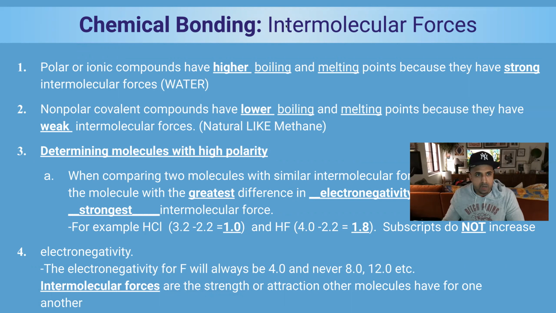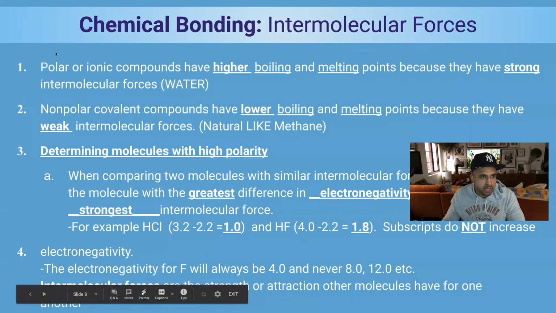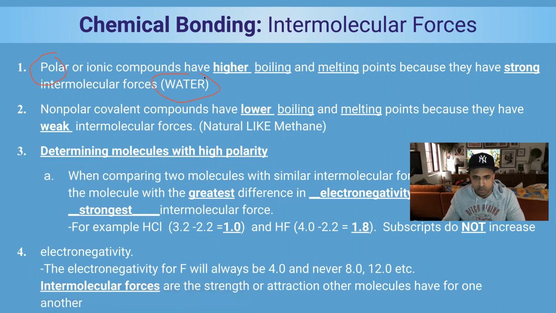So again, what you need to know is that polar molecules or ionic molecules have a high boiling point and melting point. They have strong intermolecular forces. You should keep in your brain that water is always a polar molecule. And non-polar molecules, in general, have lower boiling points and melting points compared to polar molecules. Right? And again, that was a typo. Octane has a higher boiling point than water because it's a much larger molecule.